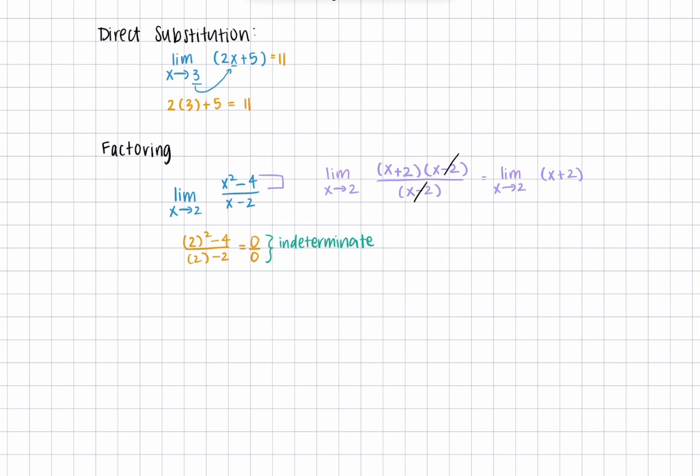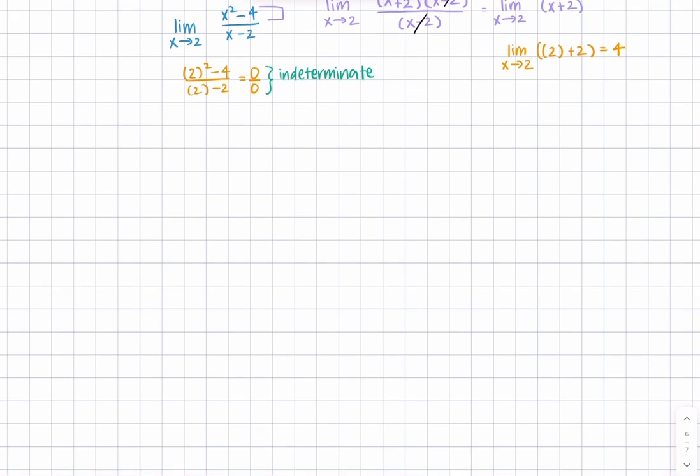Now I can use direct substitution where I plug in 2. So this would be the limit as x approaches 2, and then I would plug in 2 for x plus 2. So 2 plus 2 is 4. So my answer would be 4.